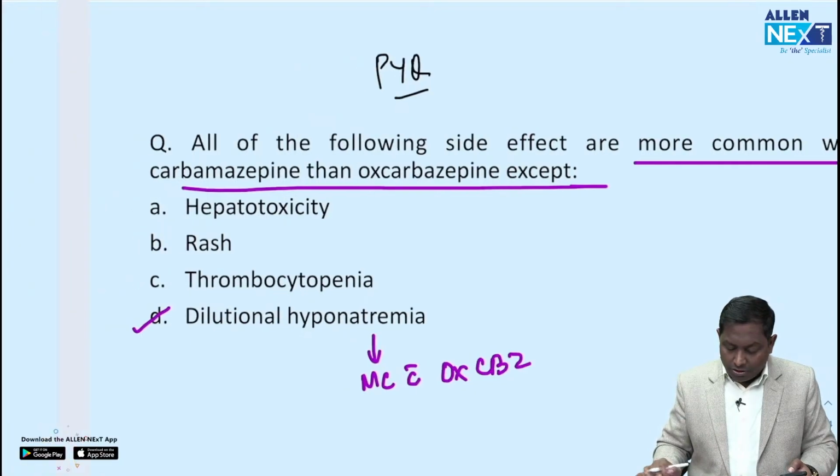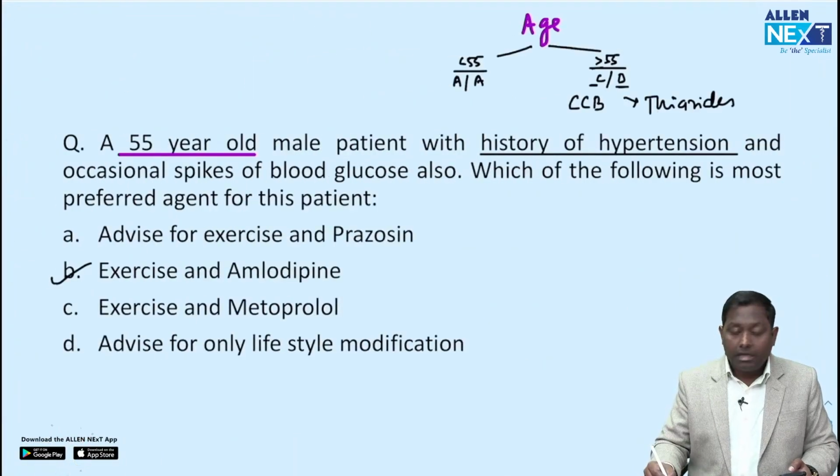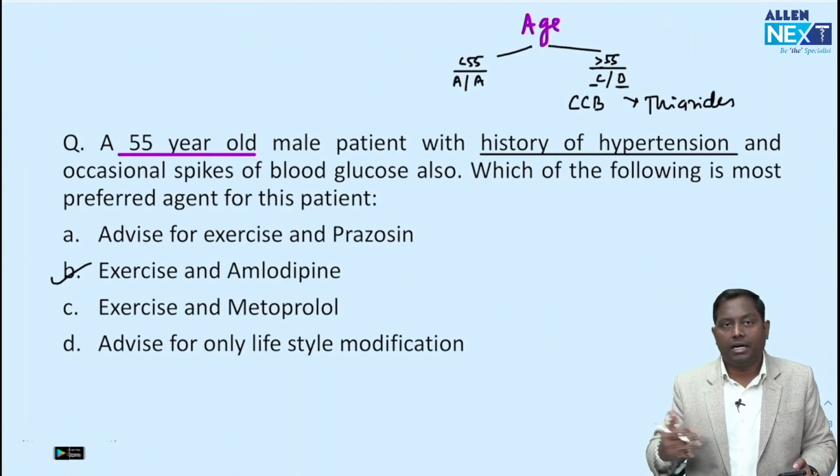Jayaprakash is asking, why not C? Doctor, as I told you, whenever you are going to start an antihypertensive drug, we start according to guideline. So if the age is less than 55 or more than 55, that is our cutoff according to NICE guidelines. So we are going to start either ACE inhibitor or ARB.